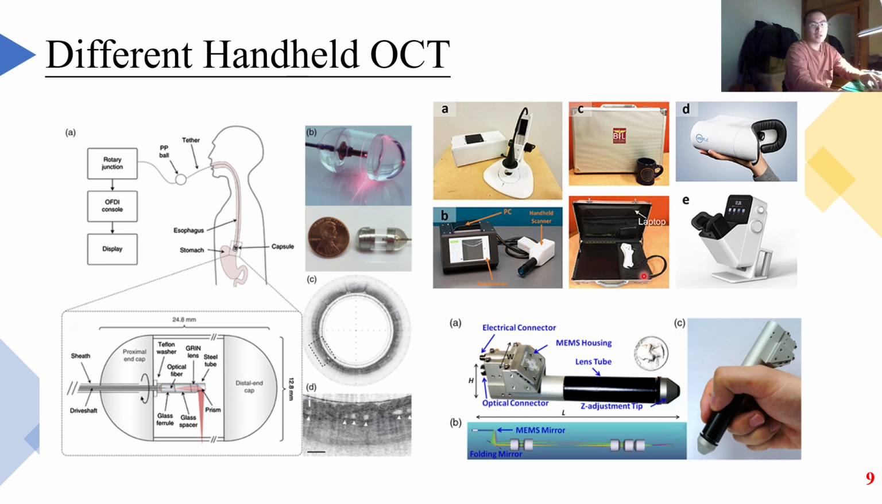And here I would like to introduce different handheld OCTs. This one is a capsule OCT. It can be taken into your stomach, and you can see the stomach image. It can more easily enter the internal organs or edges of the human body, and uses motors to rotate for imaging. You can see the image on the right side.